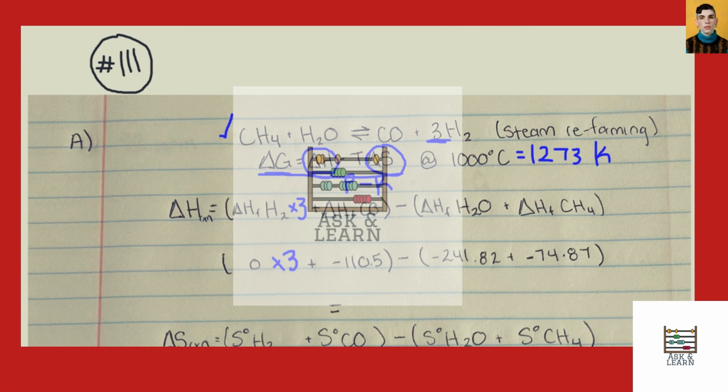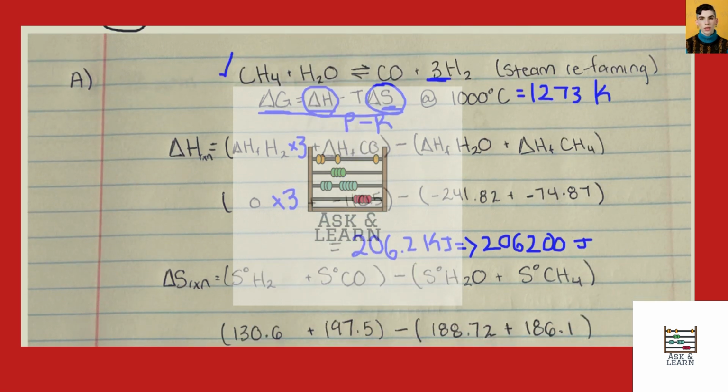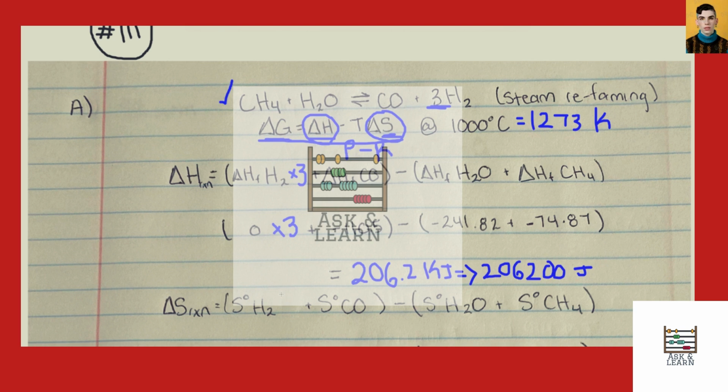If you want to pause the video and get that calculation done, you should get 206.2 kilojoules. We know that we're going to put this in an equation with entropy, which is in joules, so let's change this into joules by multiplying by 1,000. We'd get 206,200 joules.